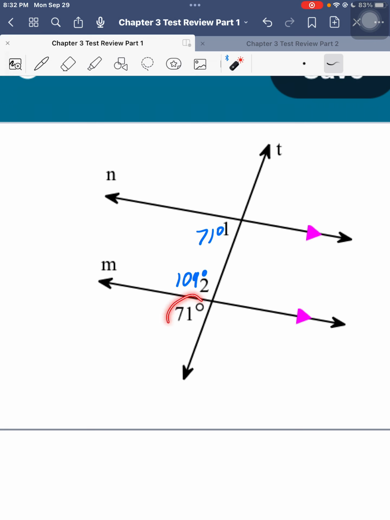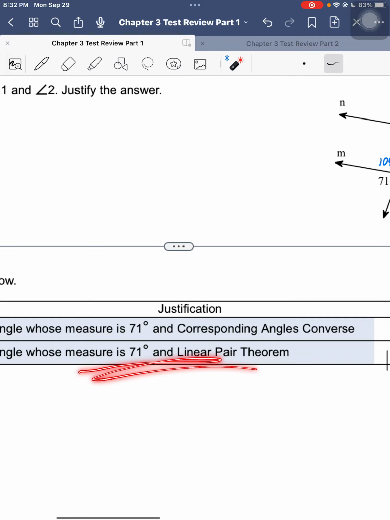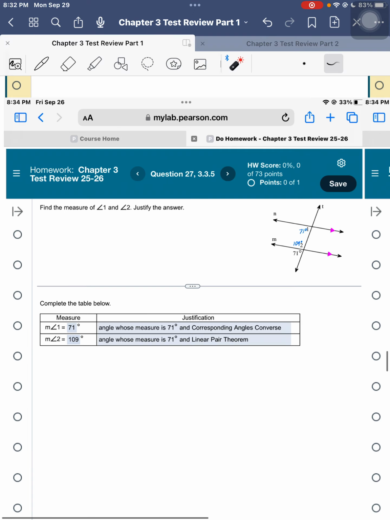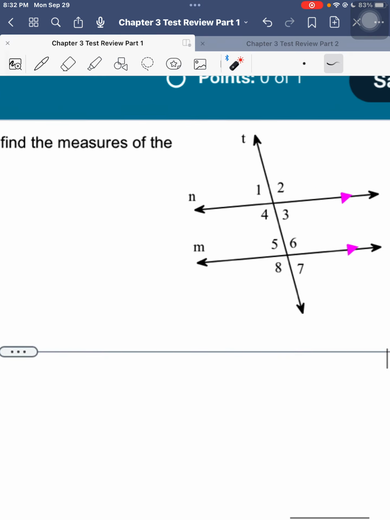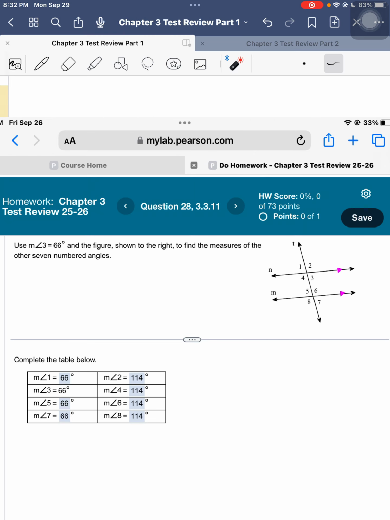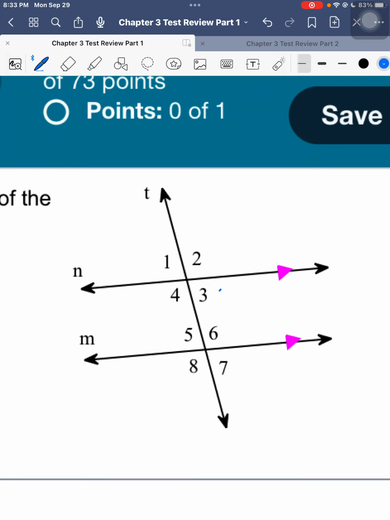Now, if you look at it through the perspective of your 71 degrees, you could say the angle whose measure is 71 degrees and linear pair theorem, because this angle right here and angle 2 equal 180. Why? Because these two are a linear pair. So it just depends on what your drop box gives you. You have to look at every single opportunity and figure out your reason for why it is what it is. So now, use measure of angle 3 is equal to 66, and now find the rest of your angles.